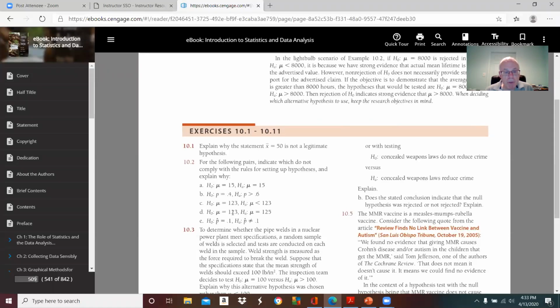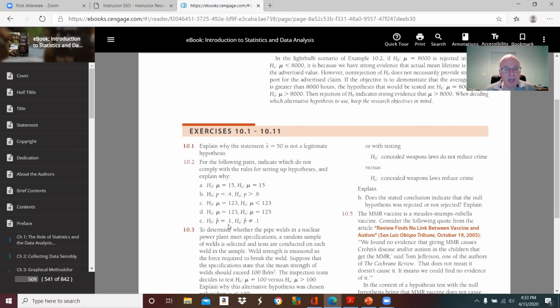All right, D, mu is equal to 123 is the null. Mu is equal to 125 is the alternative. Well, there's two problems. Can't have an equal to sign in the alternative, and the numbers don't match. So there's two issues here with D.